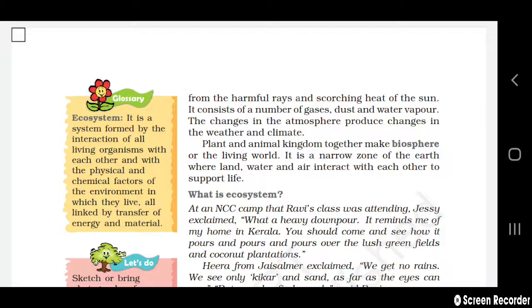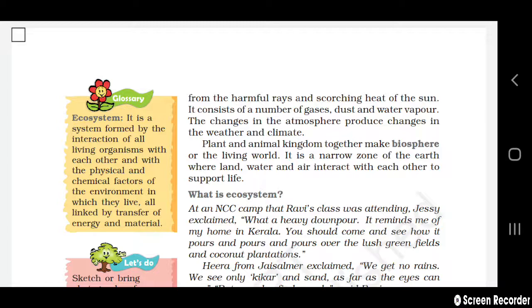Plants and the animal kingdom together make the biosphere, or the living world, the world we know. It is a narrow zone of the earth where land, water and air interact with each other to support life, for the support of plants, animals and human beings.